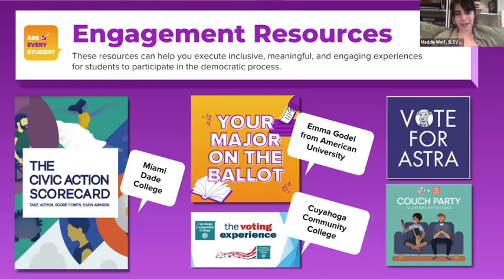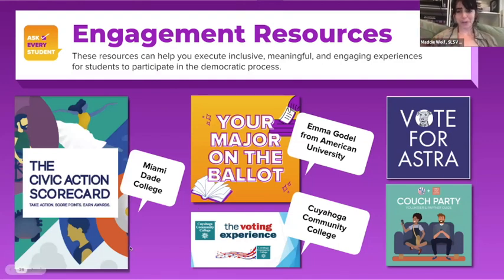We have some amazing engagement resources we're uplifting as well, different ways to make sure that the work you're doing is holistic. One of the highlights here is the Your Major on the Ballot page. Emma Godell from American University wrote up blurbs and top issues and linked news articles for over 35 different majors on campus. You can take a look at that, use those for messaging, and share that page directly if people want to find their own major on the ballot. We worked really hard on that one. You can also see these other amazing resources from different campuses and our partner Vote for Astra.